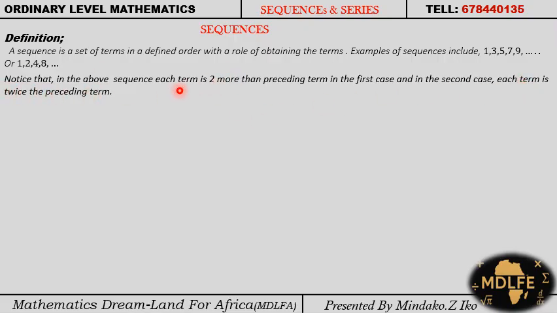Let's say we are here. This is the first case. We have 1, if we add 2 we have 3, if we add 2 we have 5, if we add 2 we have 7, and if we add 2 we have 9. But let's look at the second case. So this is 1. 1 times 2 is 2. 2 times 2 is 4. 4 times 2 is 8. That is what this point is saying: that in the above sequences, each term is 2 more than the preceding term in the first case, and in the second case, each term is twice the preceding term.